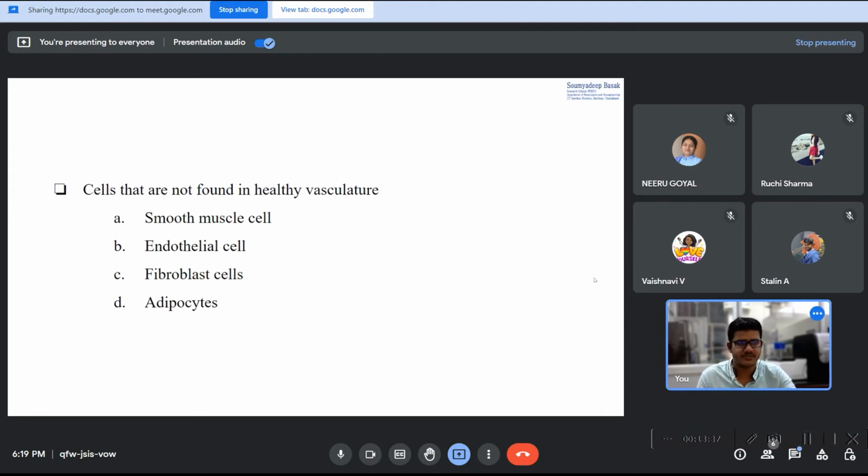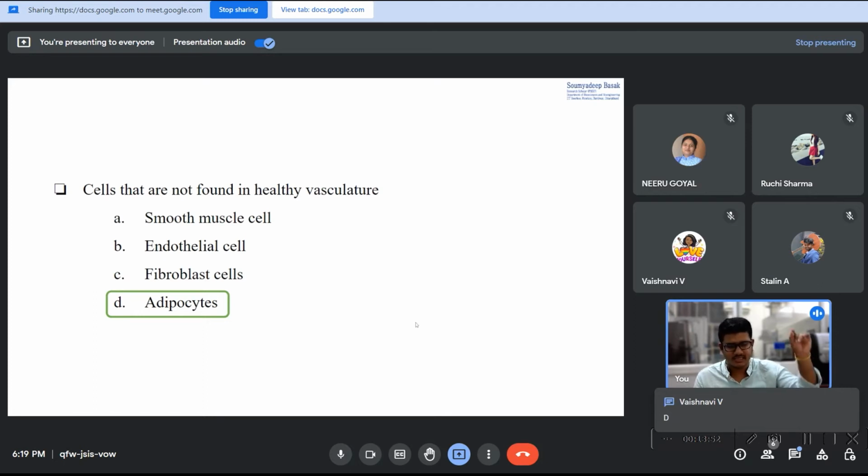What kind of cells we will not find in the vasculature? This is adipocytes, right? So what are the three layers in the vessel wall that we can find? What are these layers called? What are the names of those parts?